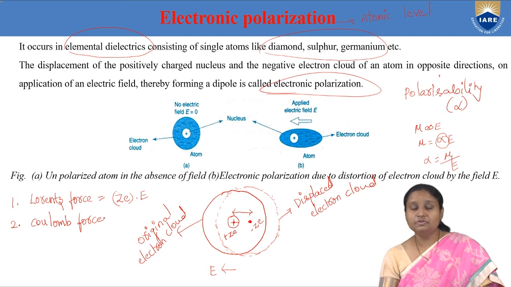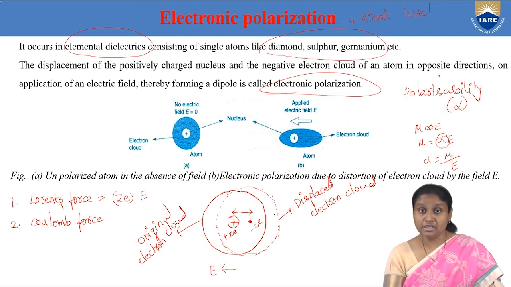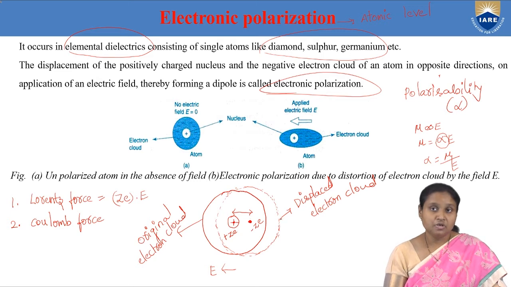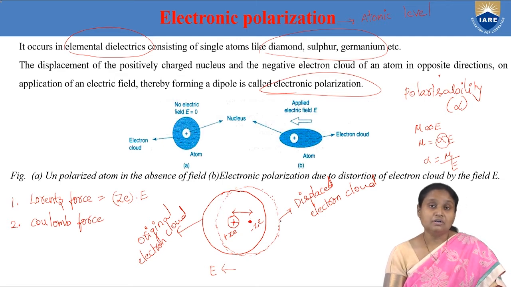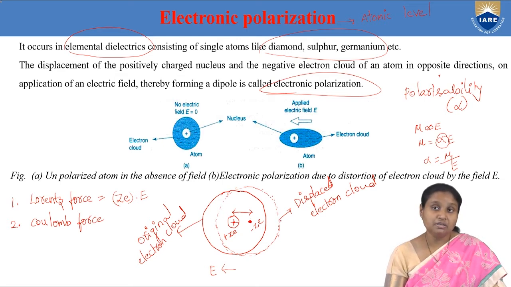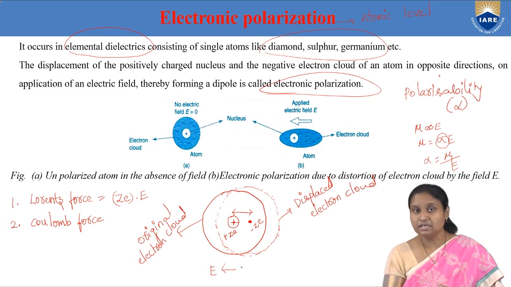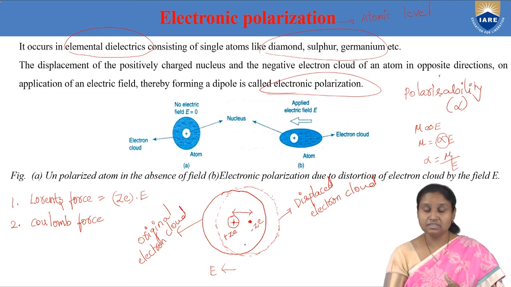And what will this Coulomb force try to do? It will try to bring the electron cloud back to its original position. Because of the attractive force existing between the nucleus and the electron cloud, this Coulomb force will try to bring it back to its original position. But once it comes back, because we are still applying the external electric field, what will this electric field try to do? That is nothing but the Lorentz force, it will try to separate them again.